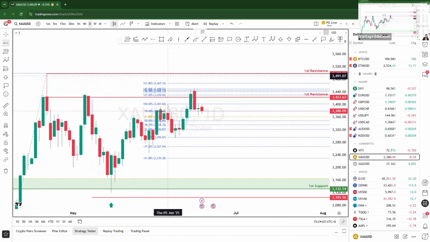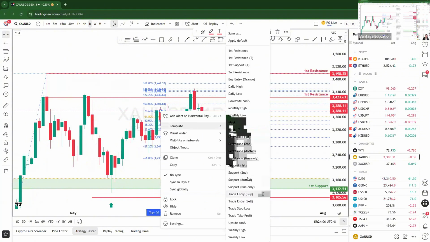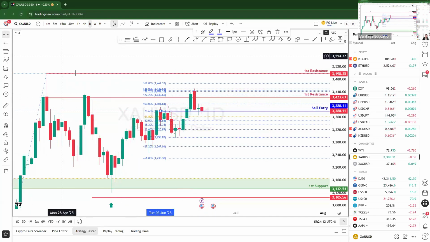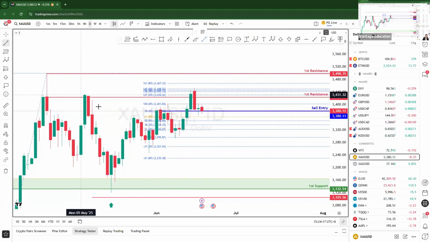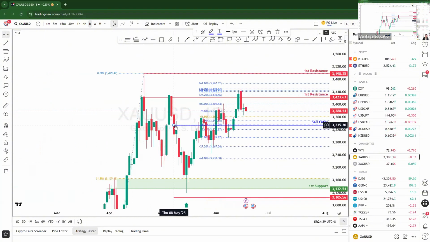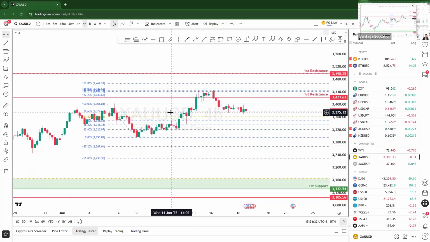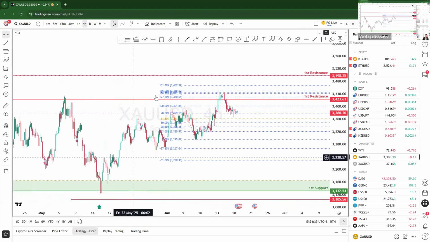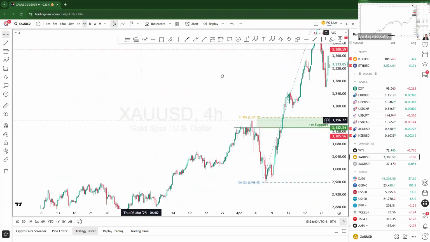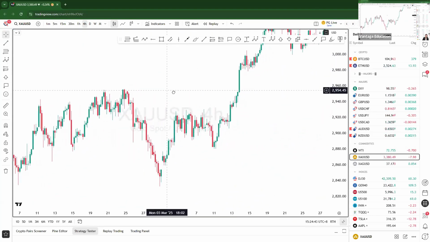For your sell entry, for example, you enter sell here, where do you put your stop loss? If there is a wick here, for example. Let's say you were to sell at this, this is not a good example. Let me show you for the sell entry, how you place your stop loss.